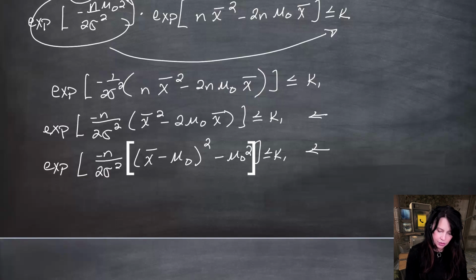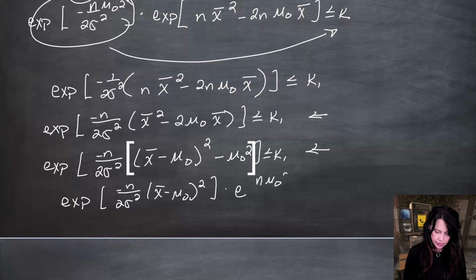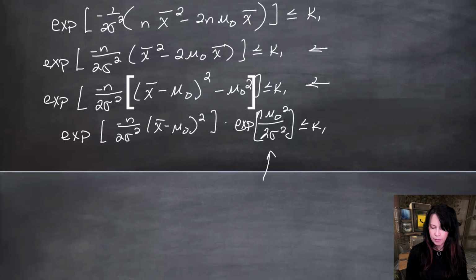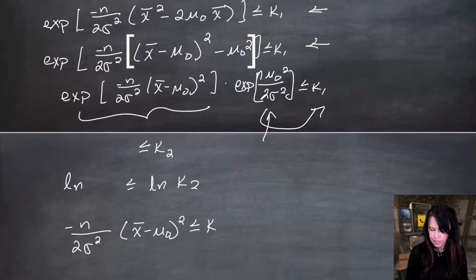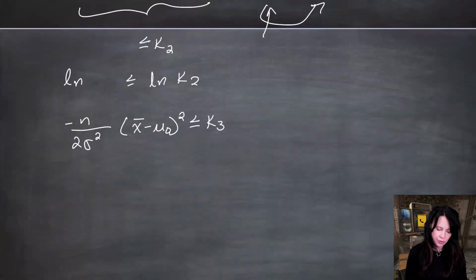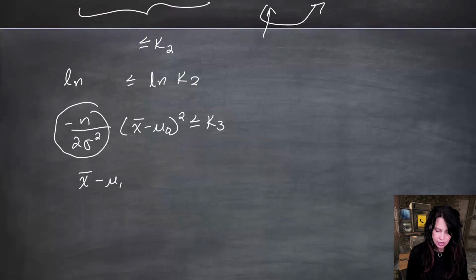We can break this up into two e parts, exp of the x bar term over 2 sigma squared less than or equal to k1. And there's no unknown mu's in the other part, so that can be divided to the other side, giving us a k2. Then we'll get all of this less than or equal to k2. And then I'm going to take the log on both sides. So we'll get minus n over 2 sigma squared times x bar minus mu naught squared less than or equal to a constant k3, which is, in my case, the log of k2. Then I'm going to divide by this, which is negative, so that will flip the inequality. I'll get x bar minus mu naught squared greater than or equal to some k4.